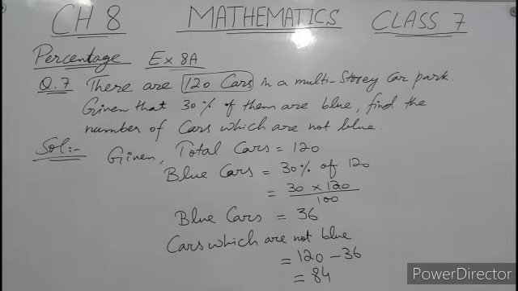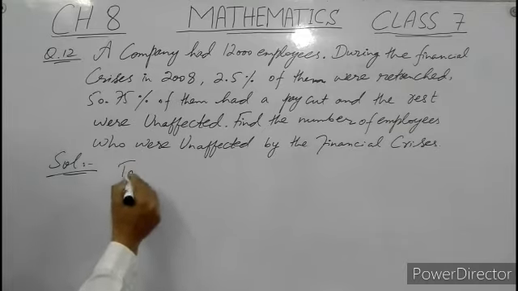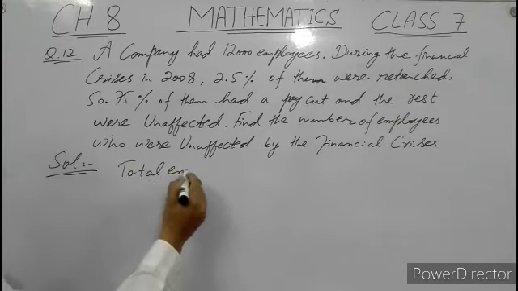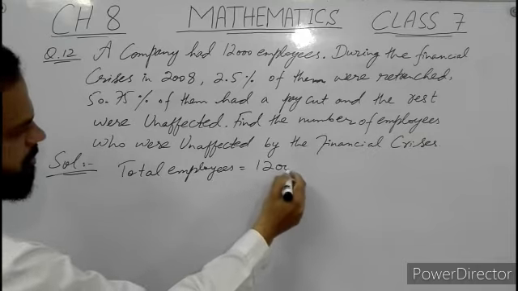Now I do question number 12. In question number 12, we are given a company had 12,000 employees. Total employees, total workers, 12,000.